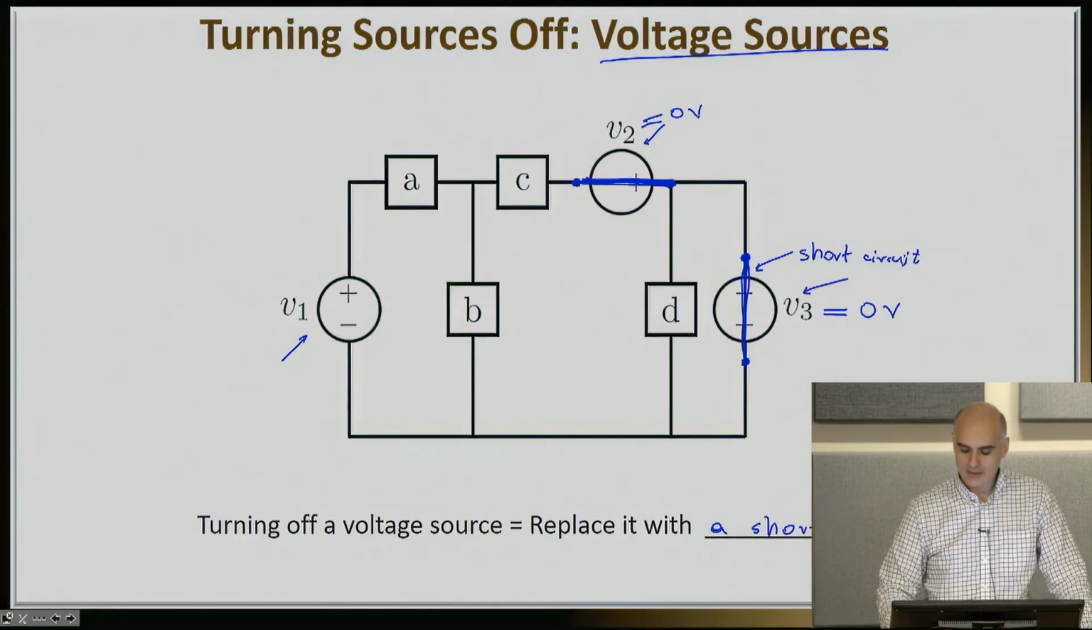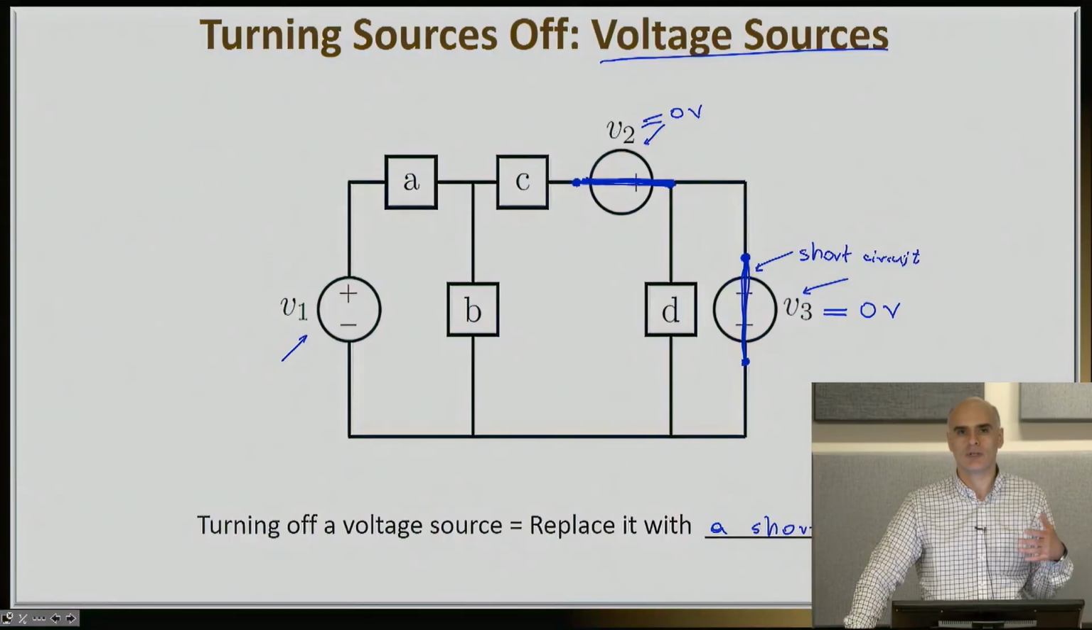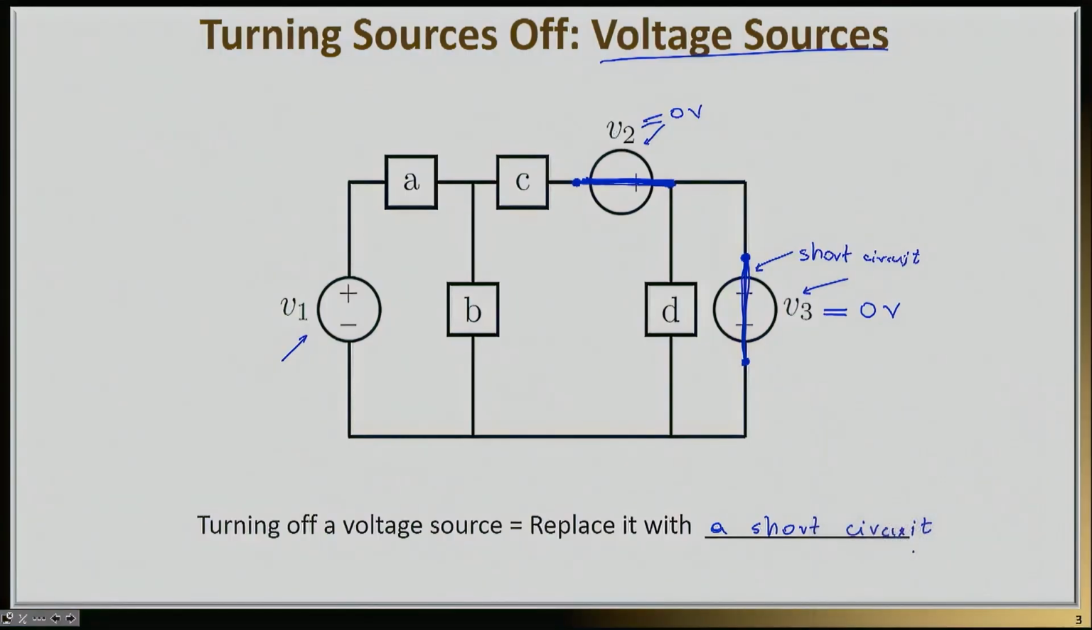It's a simple rule to remember, and of course a very intuitive rule. Why does replacing a voltage source with a short circuit make sense? Because we know that in a short circuit the voltage drop is 0. By definition, the voltage at this point is equal to the voltage at this point, therefore the voltage drop V3 is 0. Similarly, the voltage at this point is exactly the same as the voltage at this point. They're connected by wire, therefore the voltage drop is 0. Exactly the same thing would happen in V1 or in any other situation where you have to turn off a voltage source. Just replace it with a short.